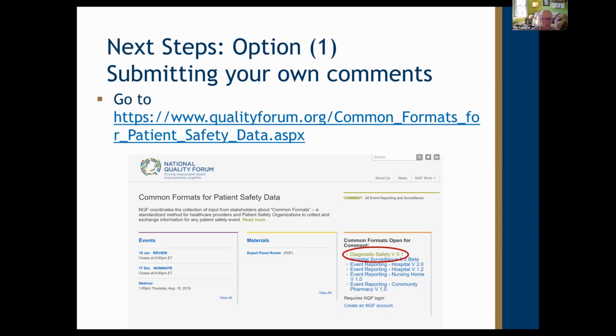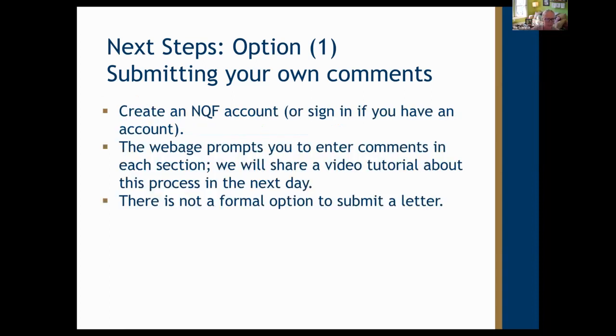And then you actually go through step by step, and it gives you, Jerry, I think, free text boxes at each section, and you enter the data you want to enter. So there's not the typical public comment option where you draft a letter on letterhead and submit it. So that's option one. And we will, as I mentioned, circulate a video that Jerry developed that walks you through how to access that system, what it looks like.